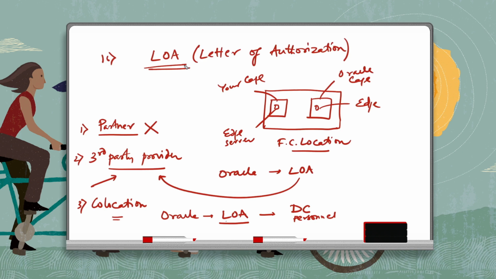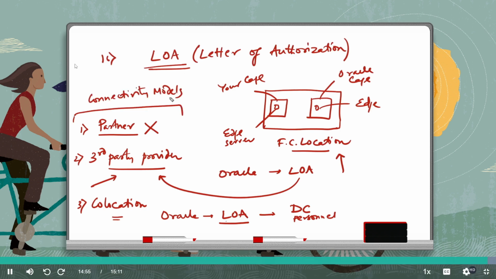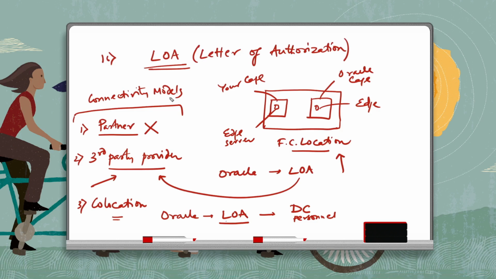And which data center are we currently talking about? We are talking about the Fast Connect location data centers. And this letter of authorization is not applicable in case of a partner. It is only applicable in case of a third-party provider and co-location. And we are going to look at the connectivity models in the next lesson. So I hope you understand what Fast Connect is and what the important concepts related to Fast Connect are. Thanks for your time.